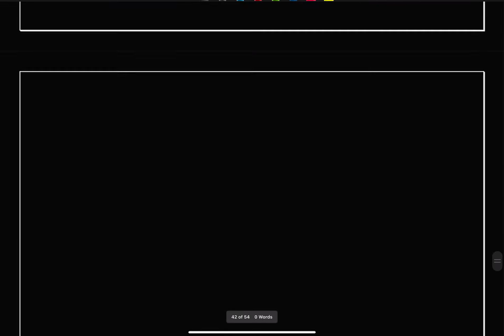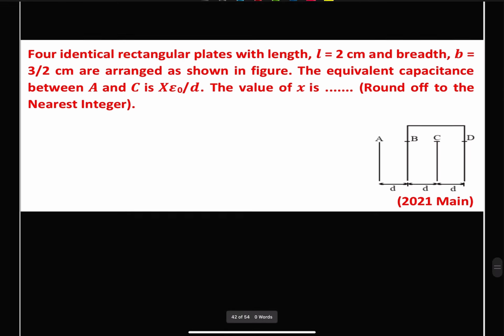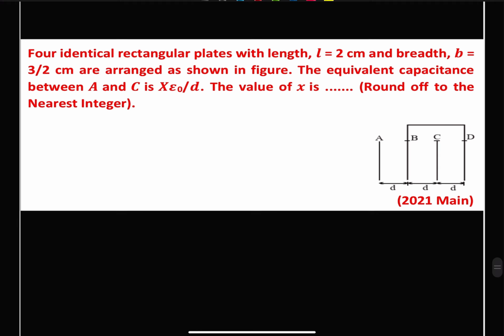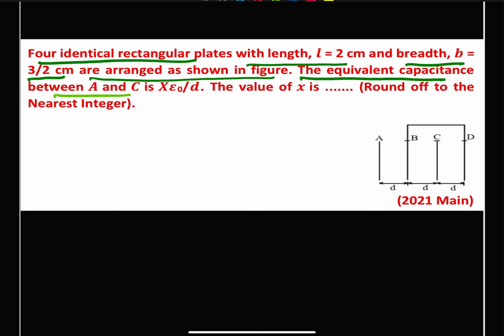Next question. We are given 4 identical electronic plates with length 2 cm and breadth 3 by 2 cm arranged as shown in the figure. The equivalent capacitance between A and C is X times epsilon naught divided by D. The value of X is to be rounded off to the nearest integer.